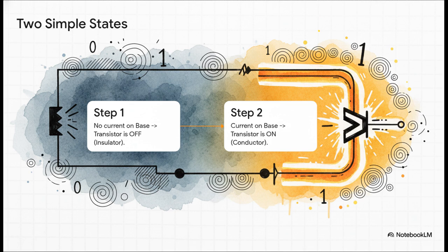No current on the base means the transistor is off. It's basically an insulator. We call that state a zero. But when you apply that current, it flips on, becoming a conductor, and we call that, you guessed it, a 1. That's literally it, zeros and ones. Every single thing your computer does, from the mundane to the mind-blowing, is built on this simple, two-state foundation.